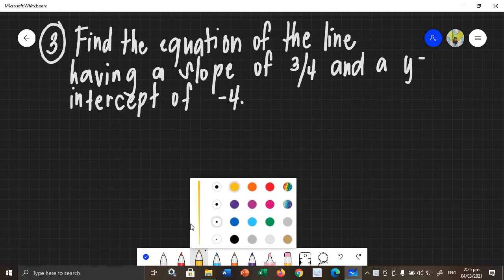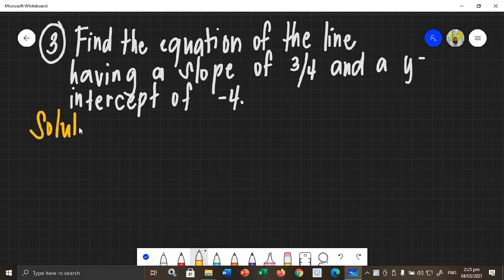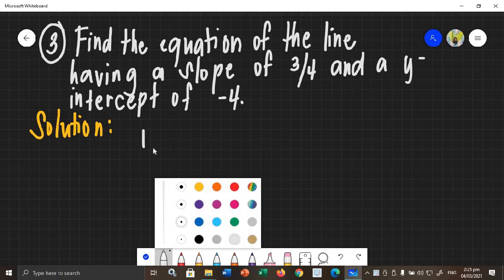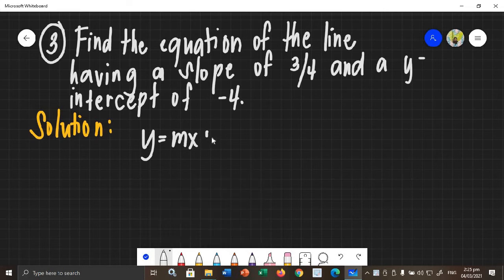So, we need to find the equation of the line having a slope of 3/4 and a y-intercept of negative 4. So, this is our solution. Again, we will use the slope-intercept form, that is y equals mx plus b. And then, substitute natin yung value ng m, ng slope, and ng b, ng y-intercept mo. So, y is equal to 3/4x. Your y-intercept is negative 4, so you need to put minus 4 there.